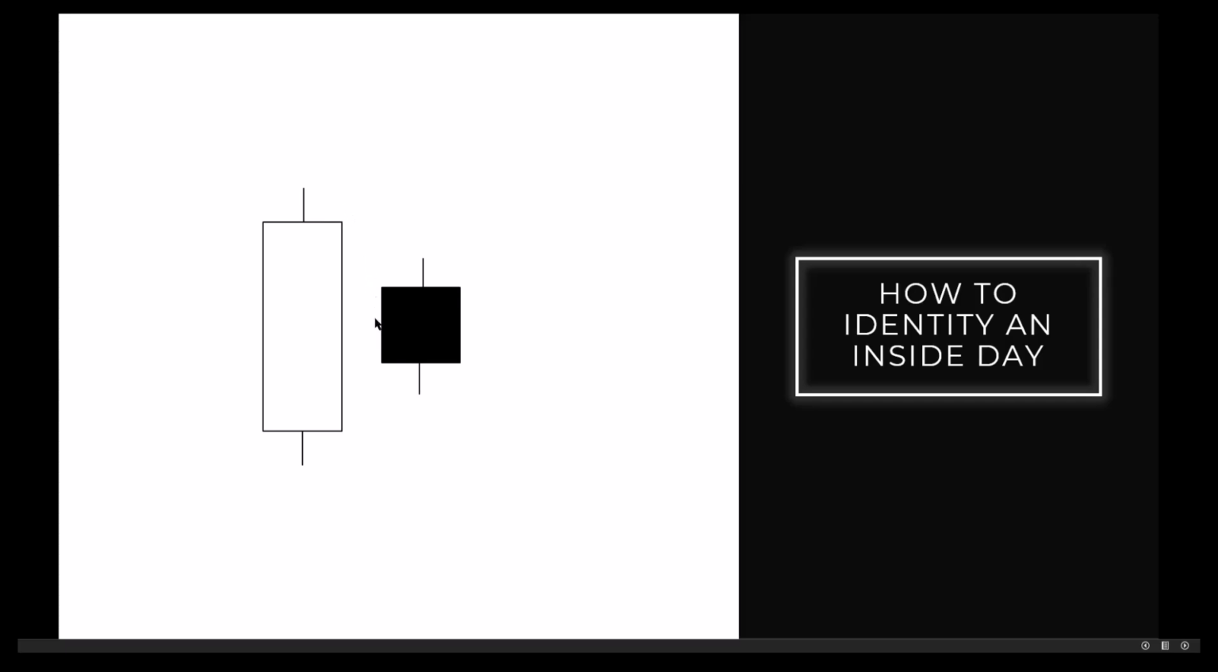So it doesn't mean that we should spot a bullish candle first and a bearish candle next. No, it can be a bearish candle followed by a bullish candle like this one. So you can see this is also an inside day, whereby the previous day, of course, was a bearish day, but the current trading day is still stuck between the previous day's low and the previous day's high. That is what we're looking for.